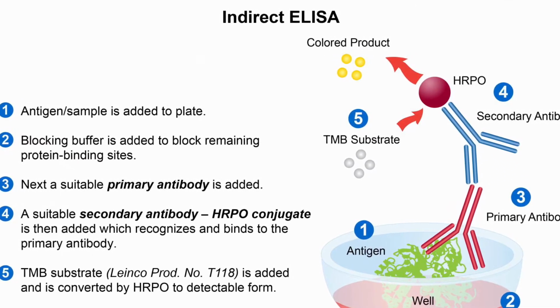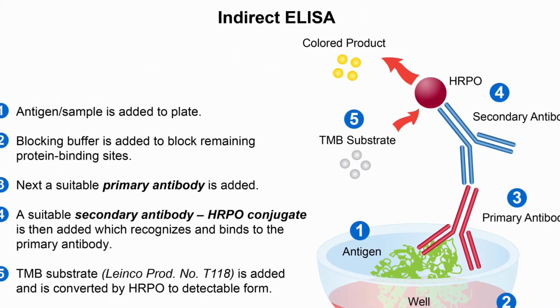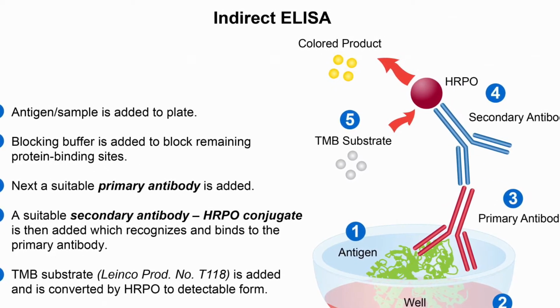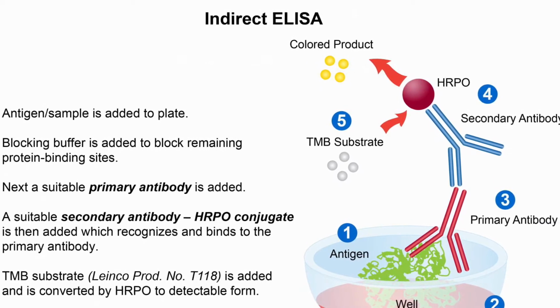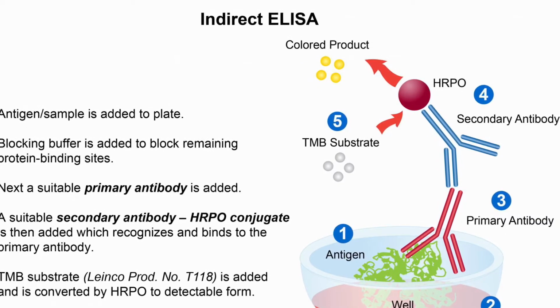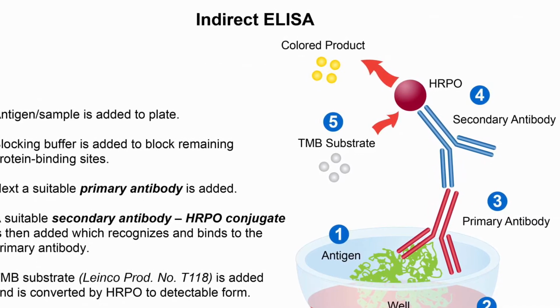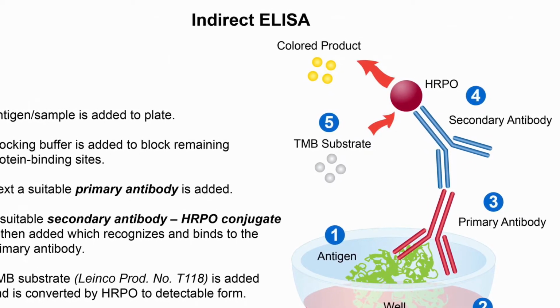In indirect ELISA, both a primary antibody and a secondary antibody is used, but in this case, the primary antibody is not labeled with an enzyme. The secondary antibody is the one labeled with an enzyme in this case.